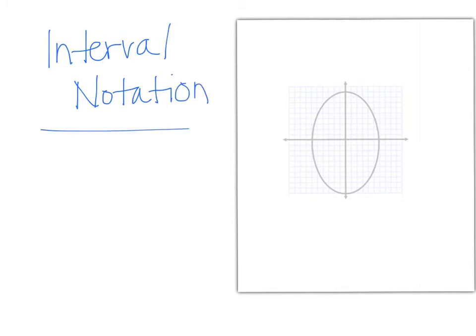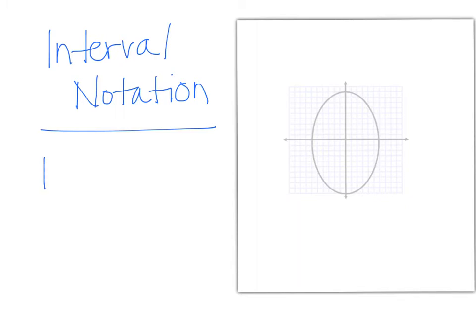Now let's look at finding domain and range from a graph. When you've got to find domain and range from a graph, you're still going to be looking at your x's and y's, but the way that we're going to do this is we're going to write this in interval notation. So when you do domain and range from a graph, you're going to use your interval notation rules. Let's go ahead and look at domain first.